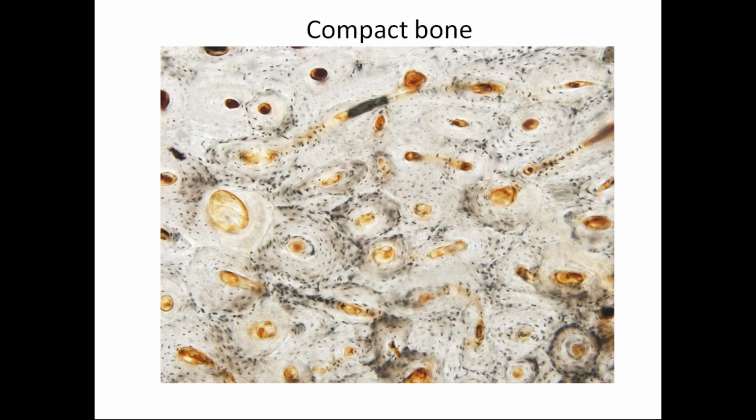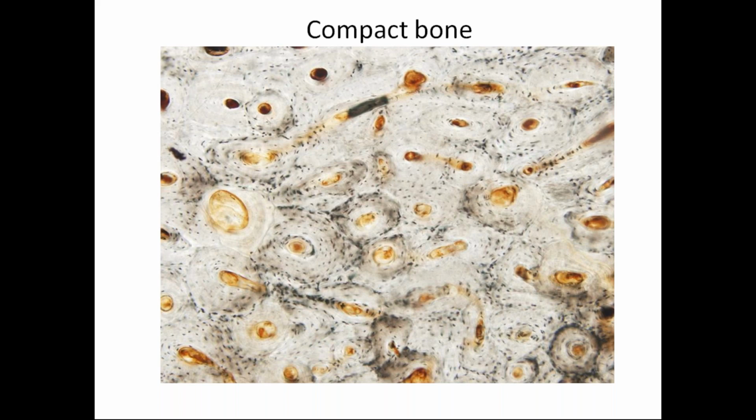Now compact bone. Compact bone is the part of a bone which has the Haversian system. Bone itself is also a specialized connective tissue. That means it has cells, it has fibers, and it has a matrix. The matrix here is an inorganic, calcified matrix.